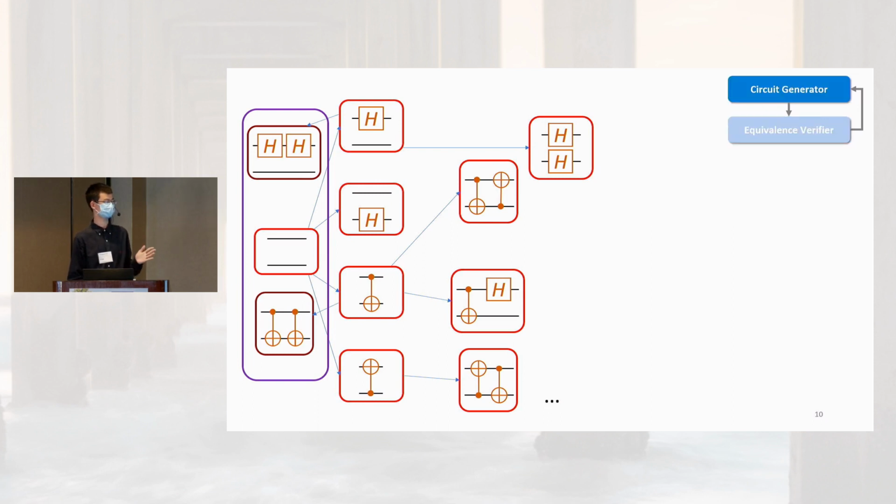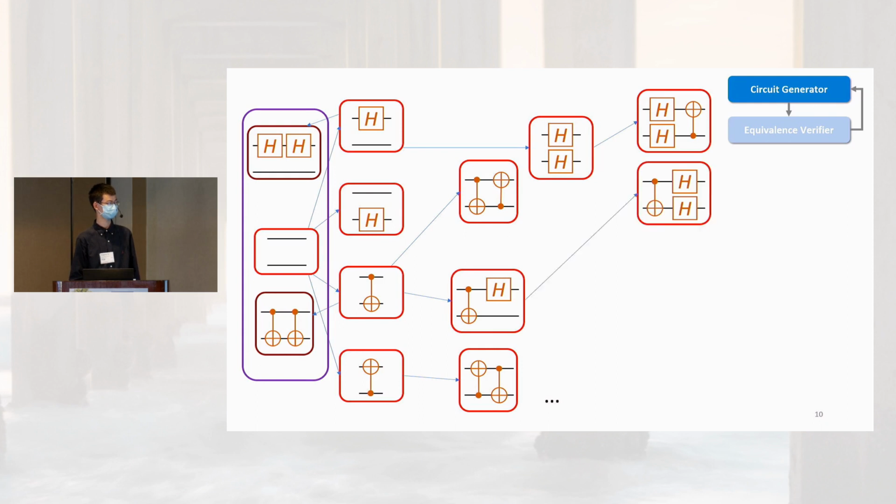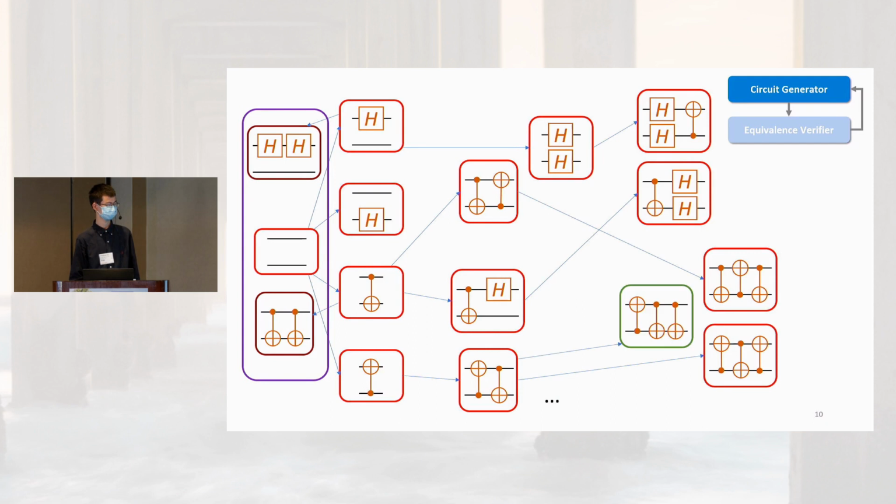Then we go back to the circuit generator to generate three-gate circuits. And we only generate circuits from the representatives. So for example, we have circuits like these. And notice that among them, the green circuit is actually redundant. Why is that?